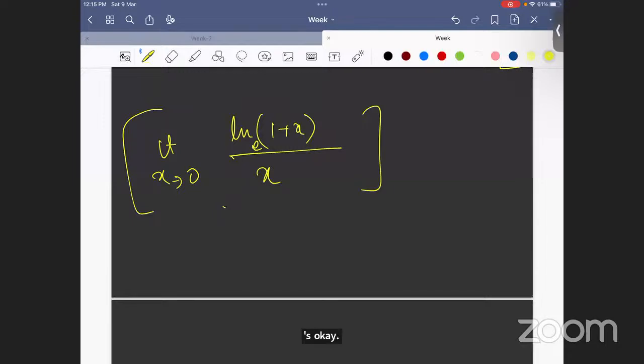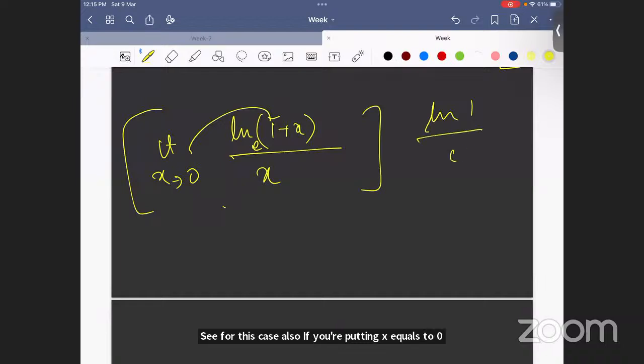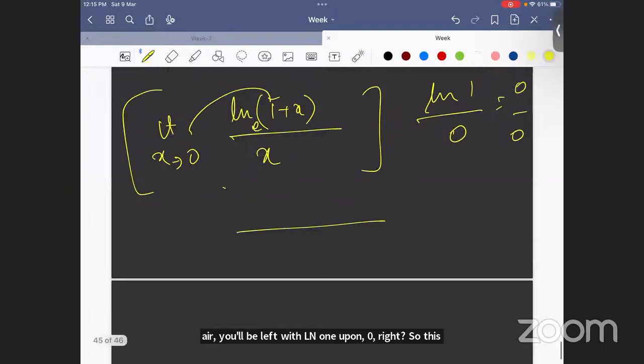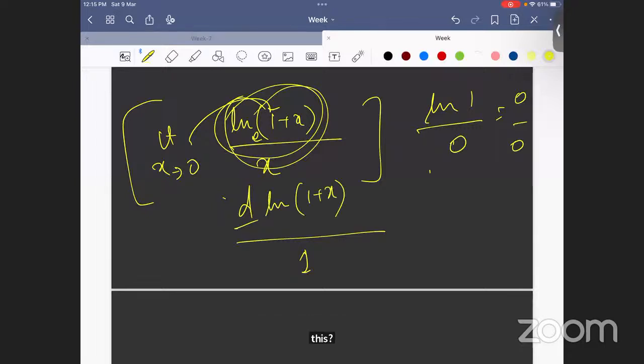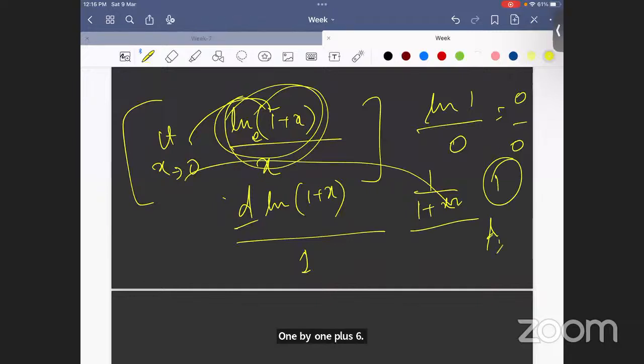So see, for this case also, if you put x equals 0 here, you'll be left with ln 1 upon 0, right? So this is also a 0 upon 0 form. So you can differentiate in both cases. You should know the differentiation of ln(1 plus x), because the denominator part will be 1 only. The differentiation of this is 1 upon 1 plus x. If you put the value of x here, you'll be left with 1. So 1 is the answer.